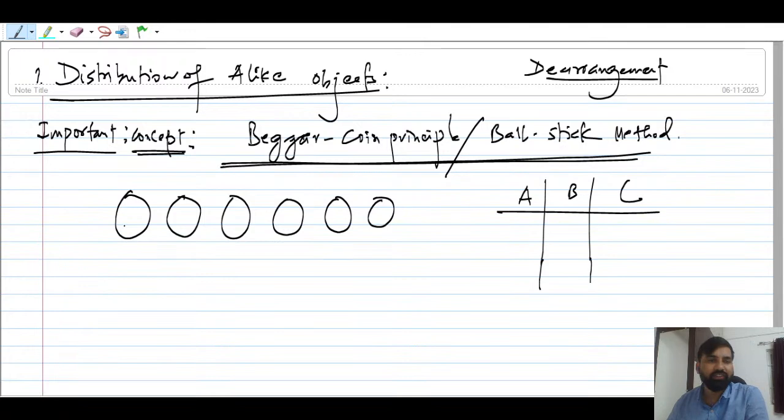So what you can do here is distribute these 6 coins to these three beggars, right? So you have to distribute. How many ways are there to distribute these 6 coins to these three beggars? This is the question, a simple question.